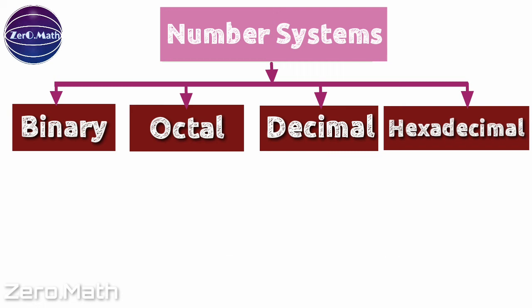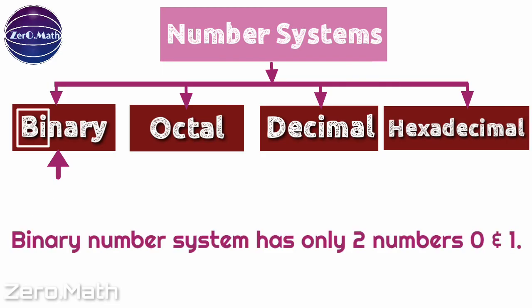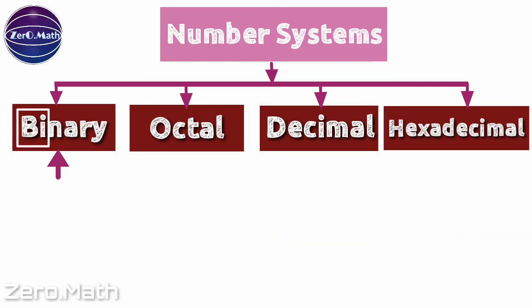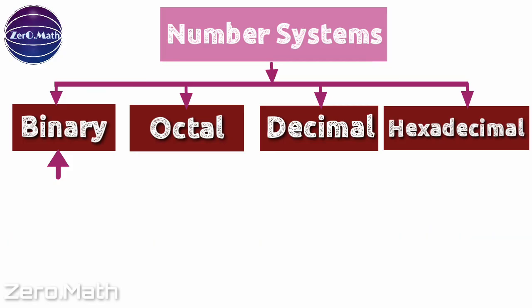Let's discuss the binary number system. Have a look at the prefix bi in the word binary. Bi means 2 and hence the binary number system is a base 2 number system. It is represented by only two symbols or digits, that is 0 and 1. Computers use the binary number system to store all data including numbers, words, video and graphics.